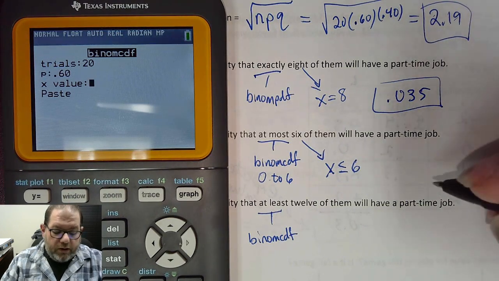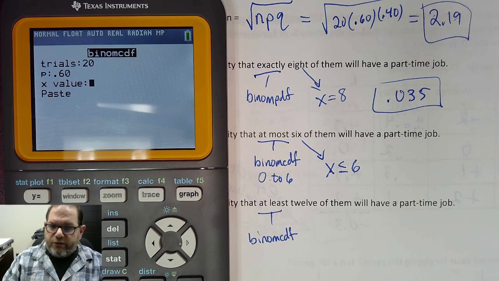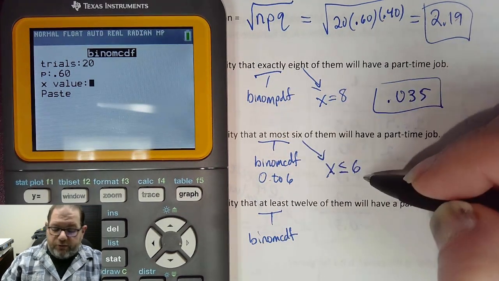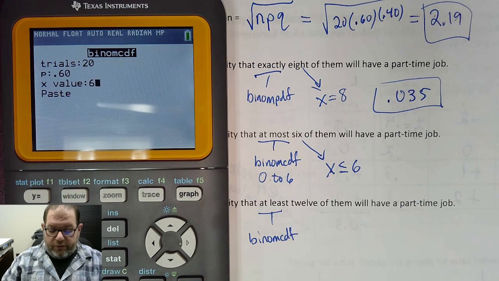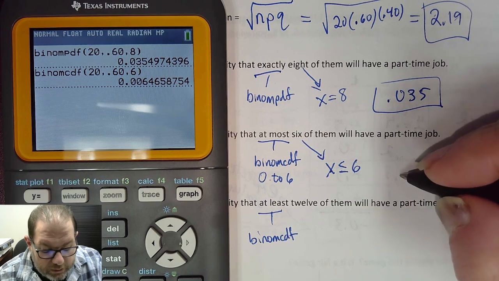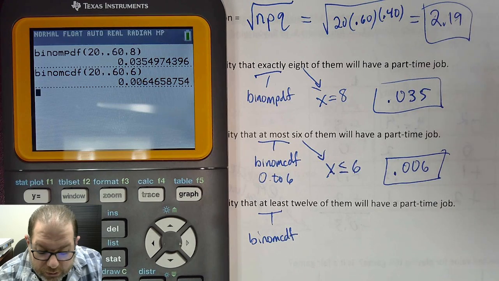That's what we'll find, which is what we want here, because at most 6 means we want to add up all those probabilities from 0 to 6, where x is 0, x is 1, x is 2, x is 3, 4, 5, and 6. And basically it takes 7 different binomial PDF calculations and adds them together to give us this binomial CDF calculation. But anyway, when we say at most 6, that means we just have to plug in 6 for x. Hit enter, paste, and enter. And so our probability is 0.006. This is pretty unlikely to occur.